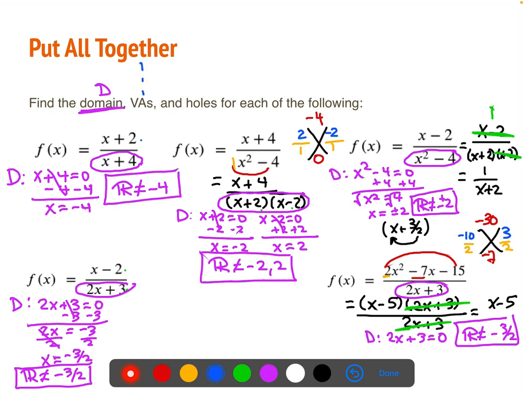I'm going to change my pen's color to blue, and I'm going to do the VAs. Remember, those are the up and down dashed lines. So VAs are basically the same answer you got in your domain when you didn't cancel for your holes. So I didn't have any canceling on the first one, so my VA is x equals -4. It's the same answer you got for your R not equal to. Now this one, I didn't have any canceling either, so my VA, there's actually 2 of them, is at -2 and 2.